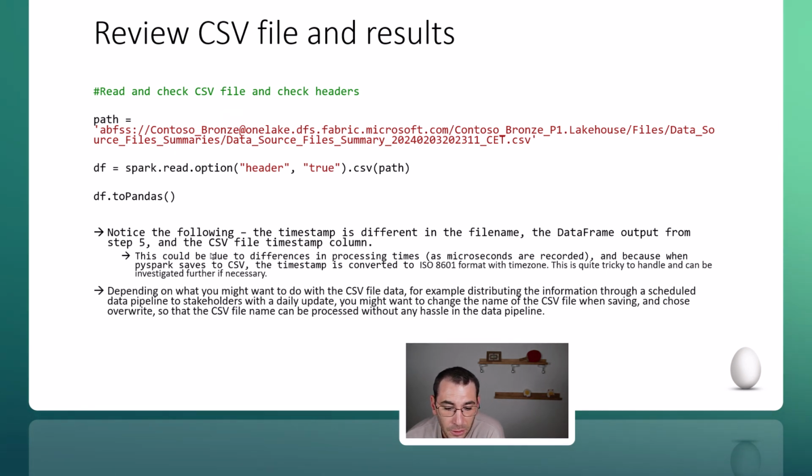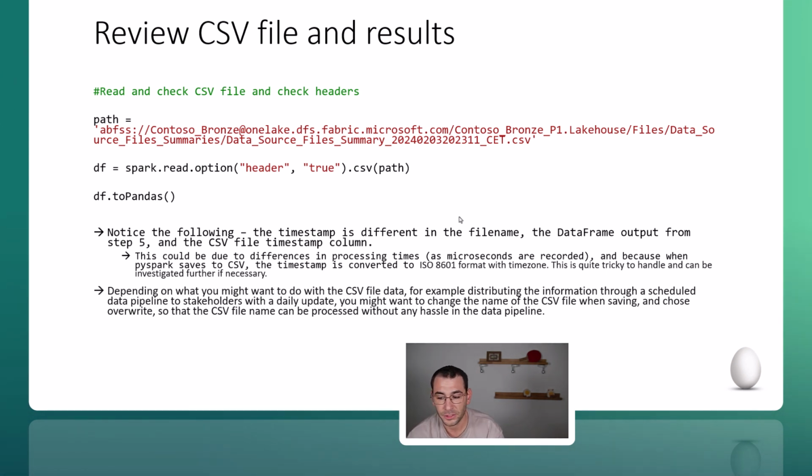That is because when Python saves the timestamp to the CSV file, it converts it to the ISO standard 8601 with the time zone indicator. And this could be a little bit tricky to handle later, so we would theoretically need further investigation if we want to change this.